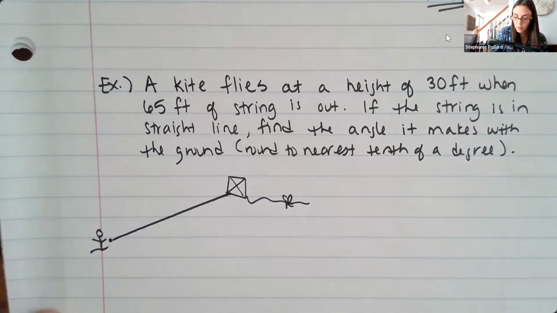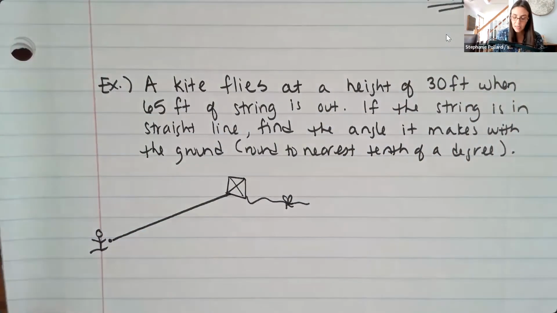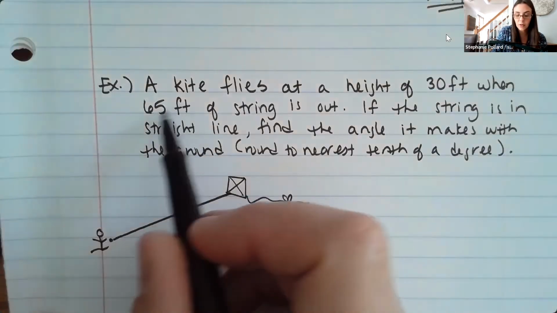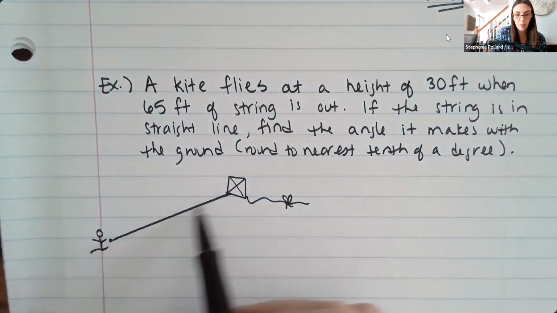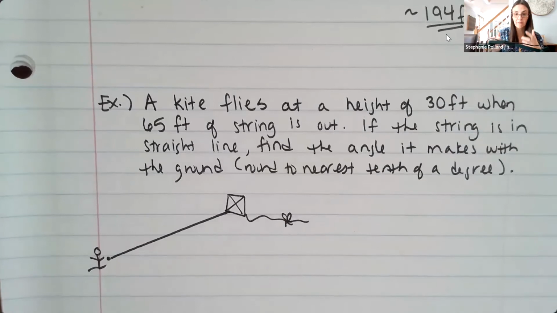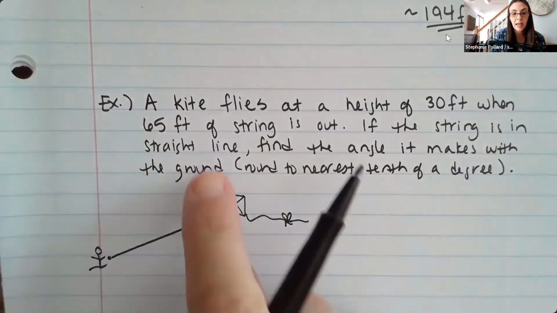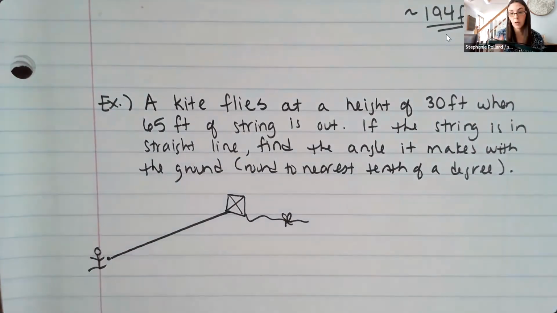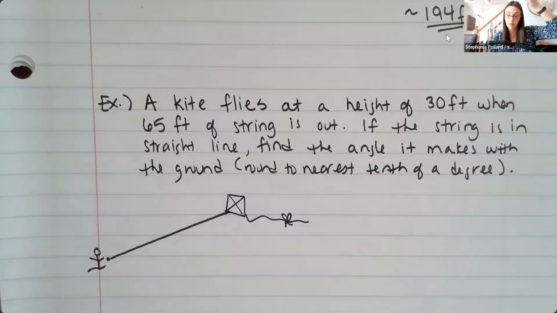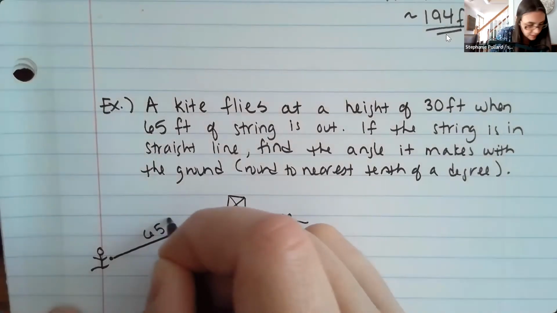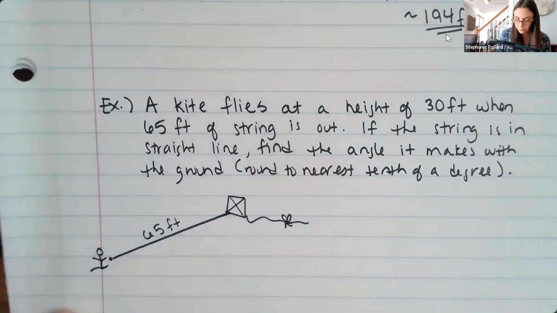So, what do we know here? We know that the kite flies at a height of 30 feet, and we know that 65 feet of string is out. So this length here from the person holding the kite must be 65 feet. And is it a straight line? Straight line doesn't have to mean vertical or horizontal. It could be at a diagonal. If you're holding a kite, it's probably not directly above your head. It's probably at an angle. So this is the 65 feet right here.